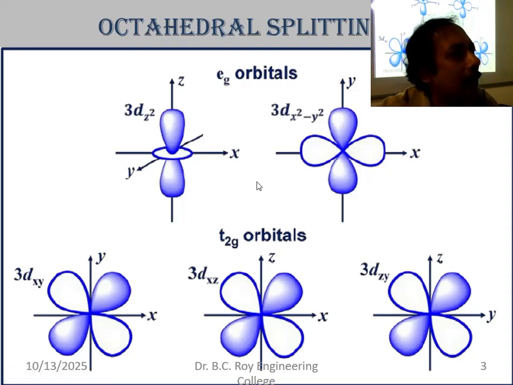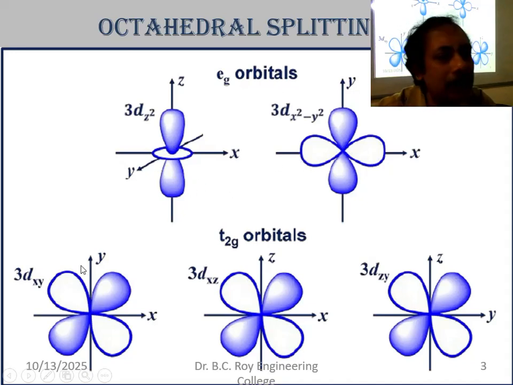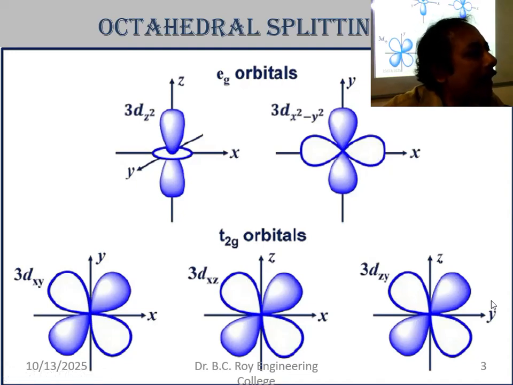So that's why energetically these two will be higher, that is called Eg orbitals, and these three are lower, called T2g orbitals. Why g? G is for gerade. Gerade means even, meaning symmetry. G is a Latin word, gerade means even, symmetry.